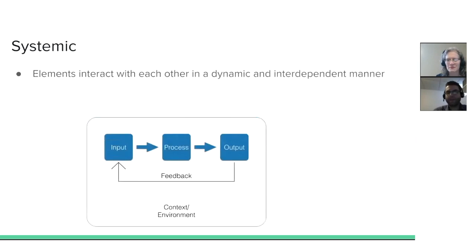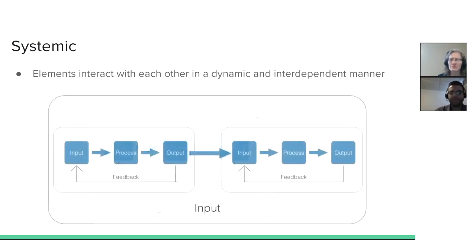By systemic, I mean that in terms of creating instruction, we take a systems view to the instructional design process. So in other words, the elements of the instructional design project interact with each other in a dynamic and interdependent manner. And if we employ a systems view of instructional design, we realize that every piece of the instructional design process is dependent on other elements of the system and will in turn affect other elements that exist in the system as well.